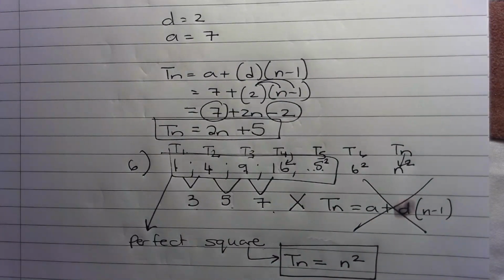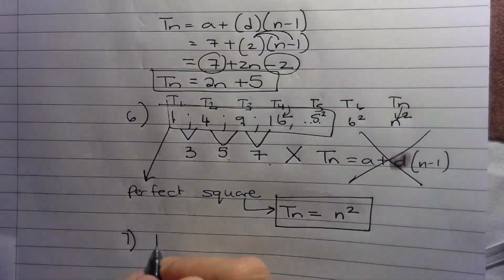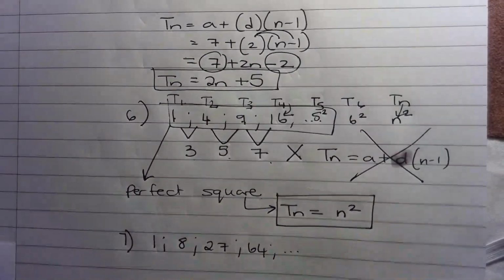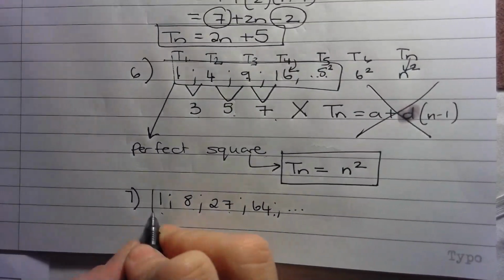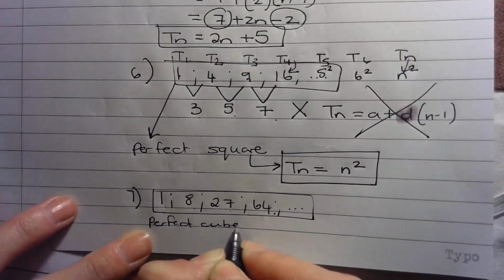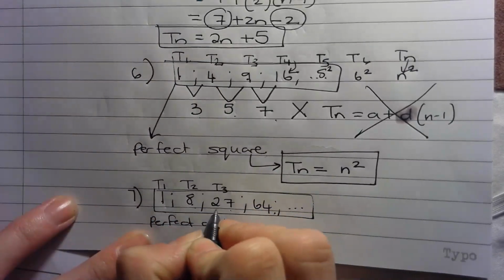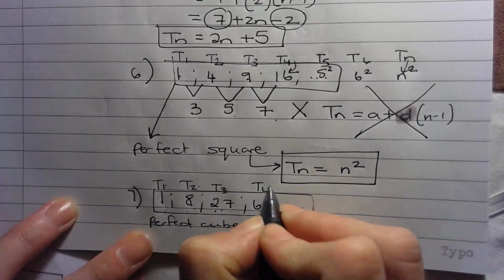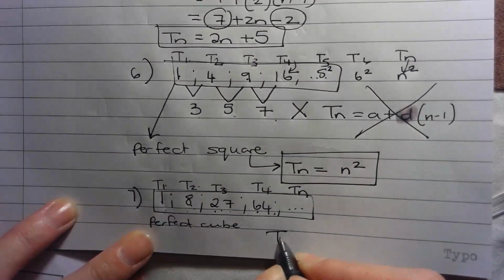So for the perfect cubes, which is the next one, also learn it. It's 1, 8, 27, 64. Those are our perfect cubes. Definitely not a constant difference. So we recognize these as our perfect cubes. So this T1 is 1 cubed, T2 is 2 cubed, T3 is 3 cubed. So T4 cubed gets us 64. So Tn must be n cubed.